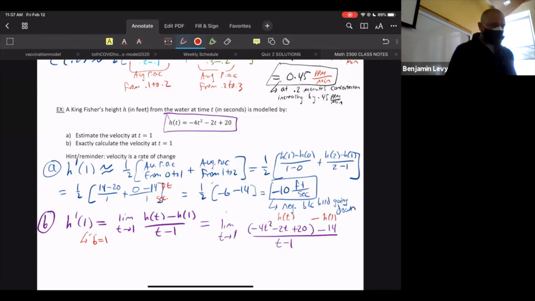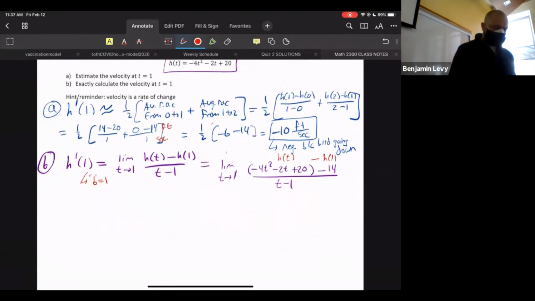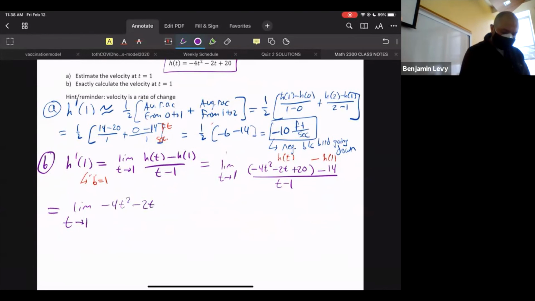All right, let's just do it then. So let's just keep going. And we just simplify things down, like I said, and we'll use the techniques that we learned, et cetera, et cetera. So this is the limit as t goes to 1. So just do 20 minus 14 to get the next step. 20 minus 14 is 6.